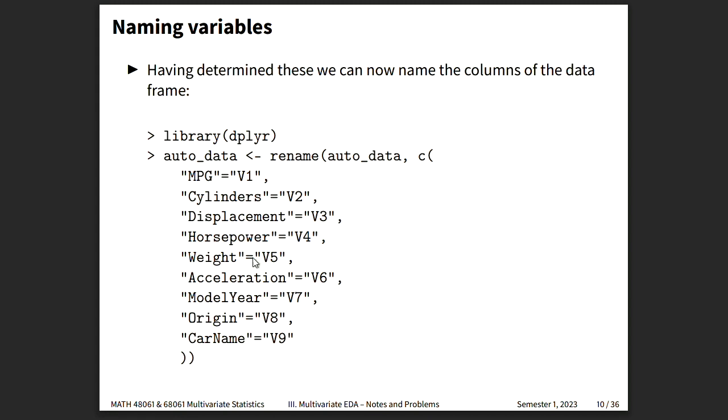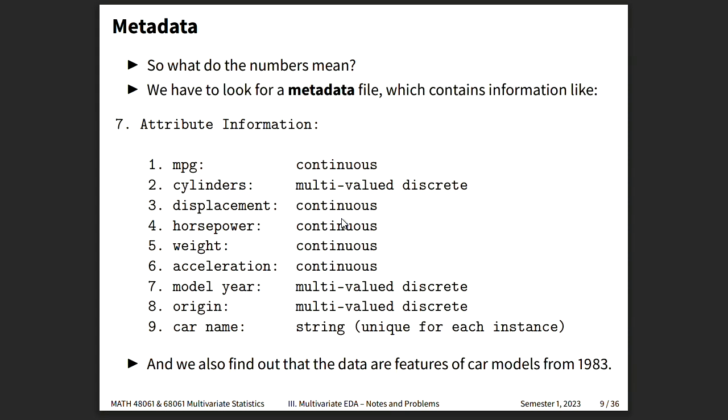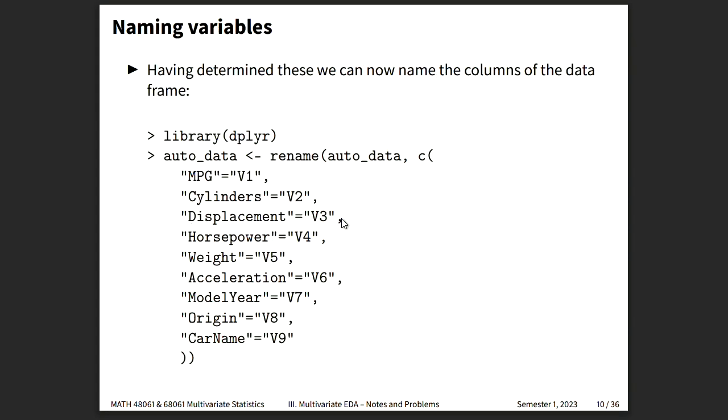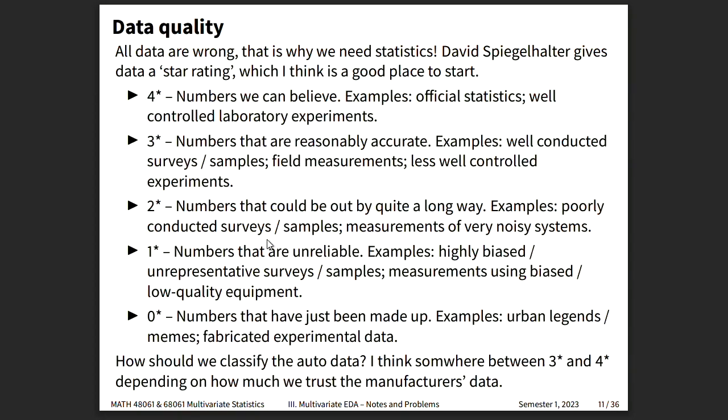I'm renaming these things that came as V1 to VA using the metadata. Okay, and then there's this nice style rule that David Spiegelhalter gives. I think this is a good place to start when you're doing an analysis. So your 4-star is numbers you can believe, for example, official stats or controlled laboratory experiments.